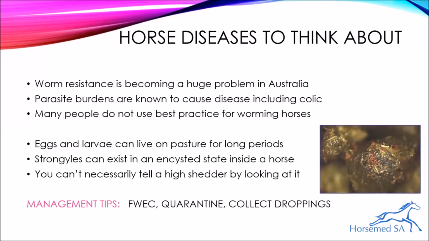Now, you'll know, again, completely separate webinar topic, I think, but eggs and larvae can live on pasture for a really long time. Depending on the worm that you're talking about, it can be 3 months plus. Your strongyles, which are the red worms, which you see in this picture here on the poo, they can exist in what we call an encysted state. So it's a dormant state inside the bowel for quite a long time as well. And they don't lay eggs, which is always a worry, and they can cause pretty severe disease.